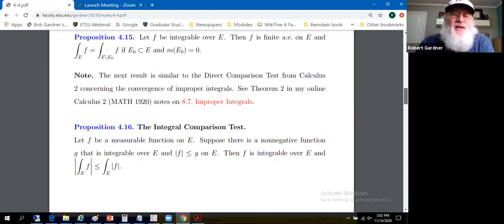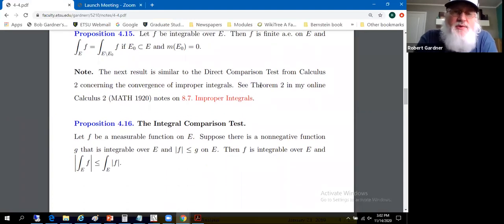Next result kind of reminds me of the direct comparison test from Calculus 2. It dealt with the convergence of improper integrals. You'd be given an improper integral and asked not to evaluate it, but be asked, does it converge or diverge? And this was dealt with, I think, always for non-negative functions in that setting. The idea was to directly compare the given function to a function you can integrate. We'd bound that function above, and if the function bounded above has a finite integral, then the lesser function has a finite integral.